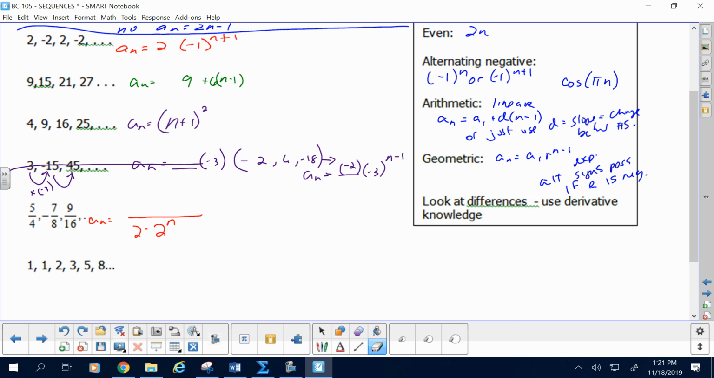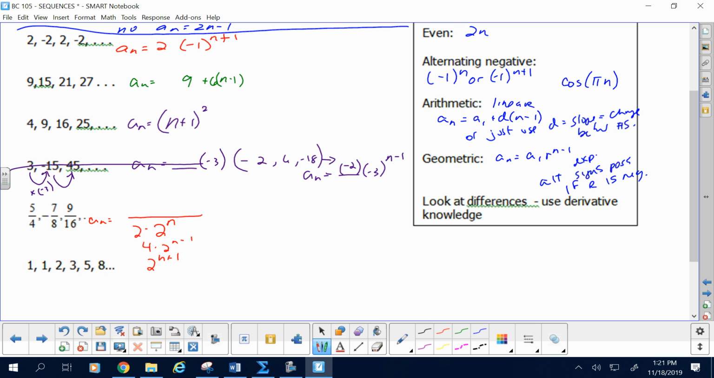Okay? What if the person next to you said 4 times 2 to the n minus 1? Does that work? Yes. What if the next person next to them said 2 to the n plus 1? Does that work? Yeah, many possibilities. Okay. So, a lot of possibilities for the denominator.